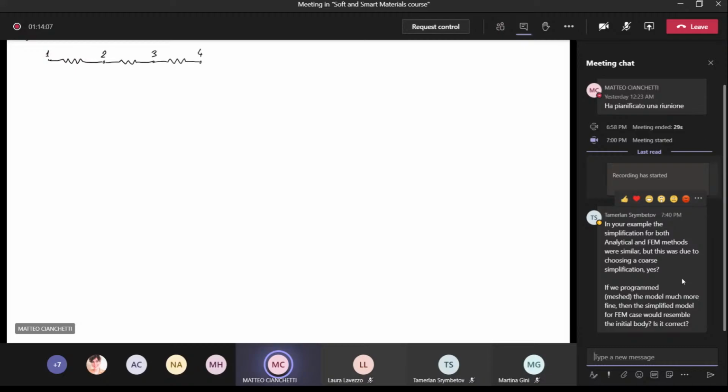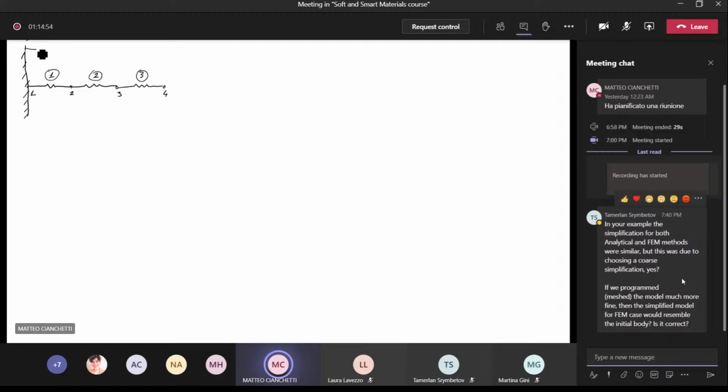Maybe before doing this, I can draw the problem again like this. So instead of having the tapered structure, now we have a simplified version where we have the description of the system like this. So we have node 1, node 2, node 3, node 4, element 1, element 2, and element 3.